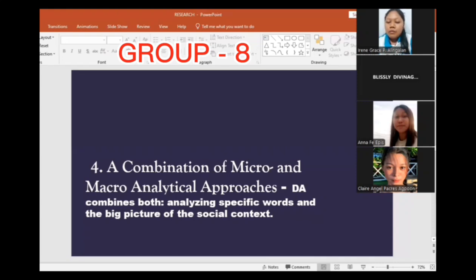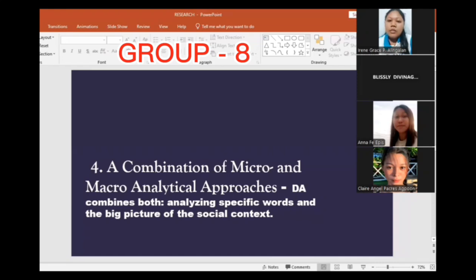Now, what about macro analysis? Macro analysis looks at a broader pattern or context, considering the social and cultural factors that influence language use. So we can see the difference of these two analyses. Micro analysis examines every detail of a text. It's more detailed, but macro analysis looks at the bigger picture or the whole context of the text or the conversation.